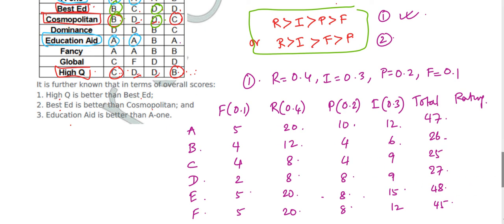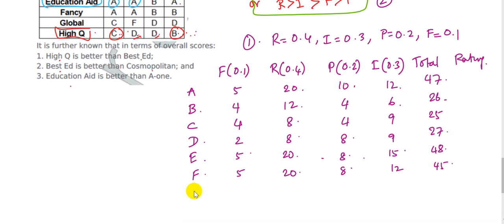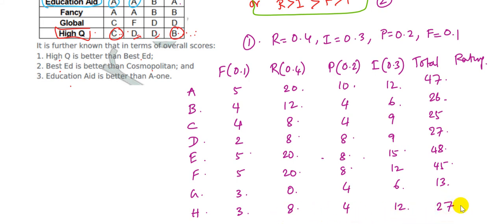Then G would be C, that's 30 into 0.1, 3, F is 0, D is 20 into 2, 4, 20 into 3, 6, so 13, and H. C is 30 into 0.1 is 3, 20 into 0.4 is 8, 20 into 0.2 is 4, and 40 into 0.3 is 12. So 20 and 7, 27. So these are my scores.